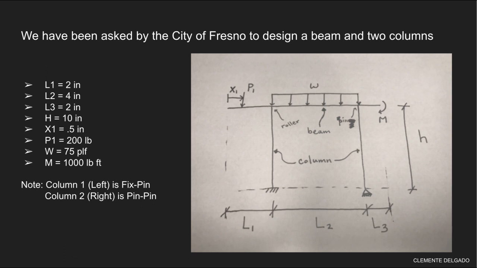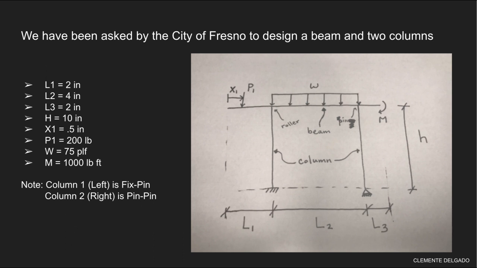We have been asked by the City of Fresno to design a beam and two columns supporting part of a shade structure for a city park. Our given values to complete this task were 2 feet for length 1, 4 feet for length 2, and 2 feet for length 3. The columns have a height of 10 feet.